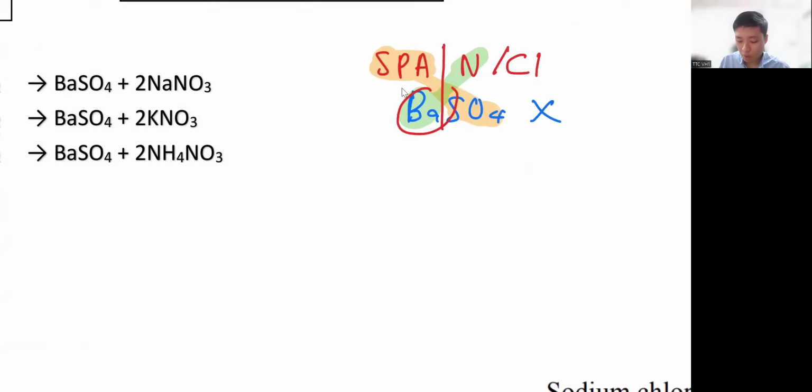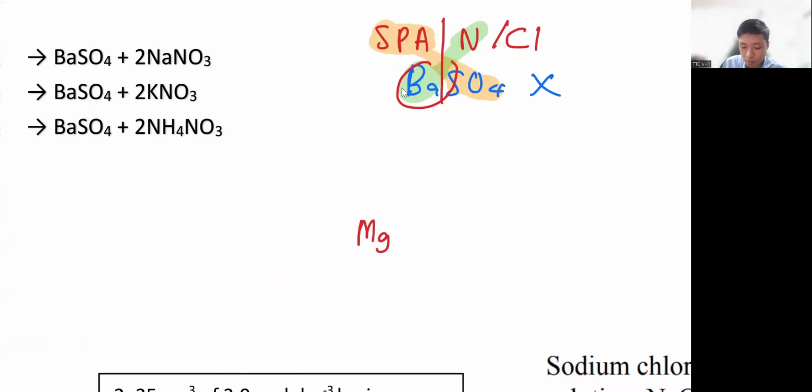In certain cases, for example, if you want to prepare magnesium carbonate, the choices are a lot. Some of the objective questions I saw also ask which one can prepare BaSO4. They will give some choices: soluble or insoluble, soluble or soluble, insoluble. They give some answer.